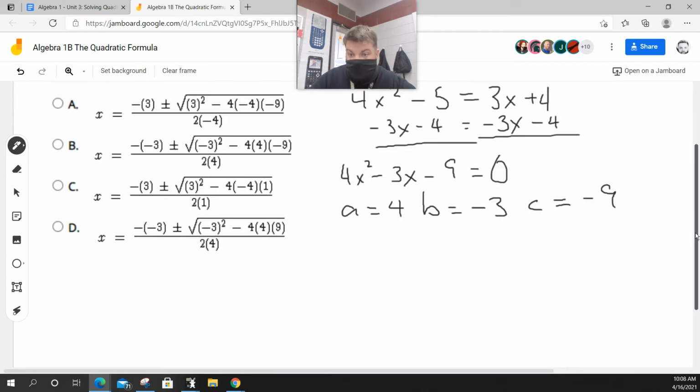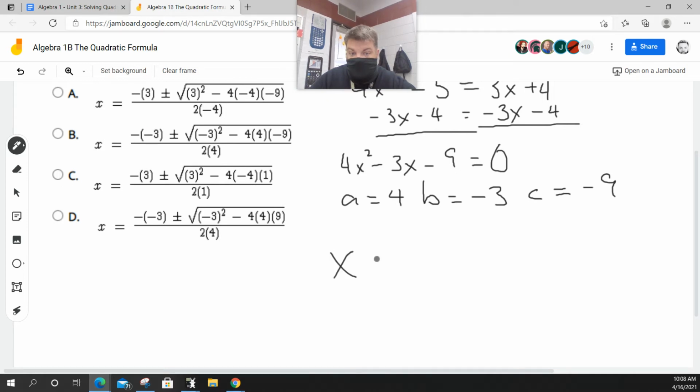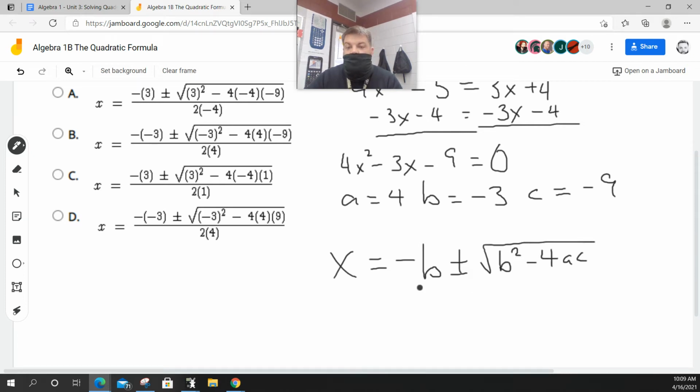All right, so the quadratic formula is x. How many of you guys had to look at your notes for the formula? Or let me rephrase that question. How many of you guys kind of know it from the top of your head? Good. That's good. So we're going to say negative b plus or minus the square root of b squared minus 4ac all over 2a.